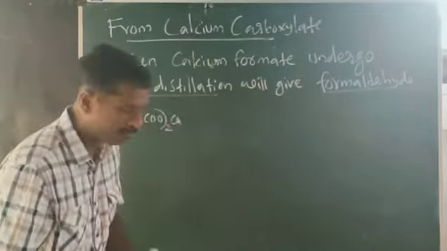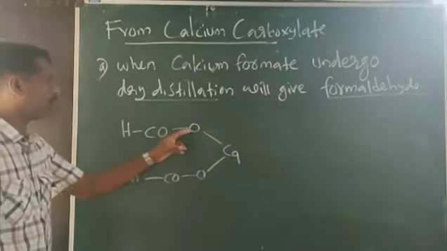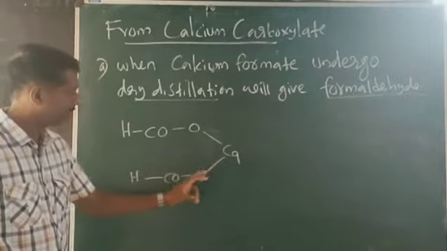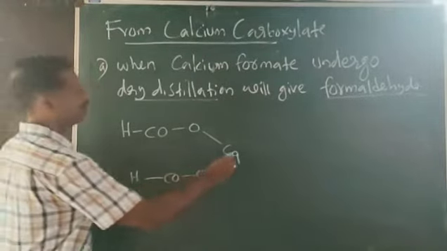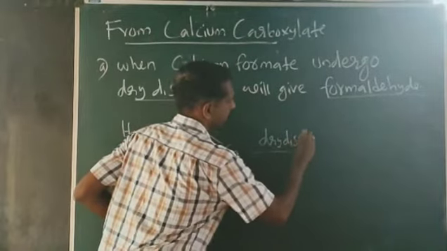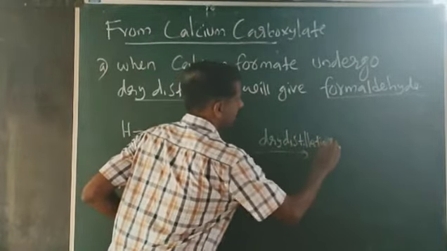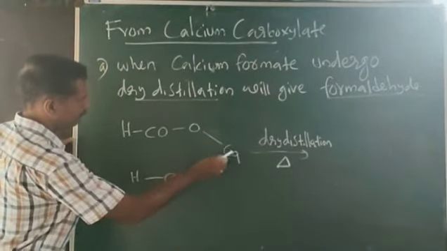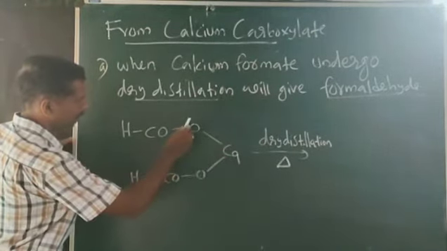Okay, calcium formate, we can write HCOO Ca, here also OCOH. Correct? (HCOO)2Ca. Okay, correct. On dry distillation, on heating, what will we get? Look at here. CaCO3 will be eliminated. See, look at here.